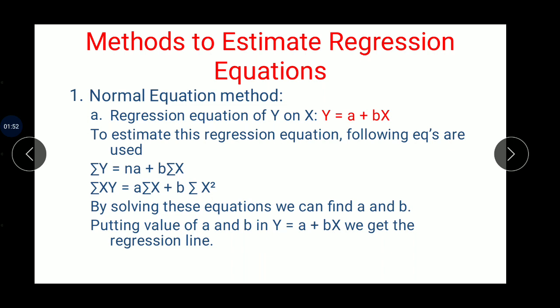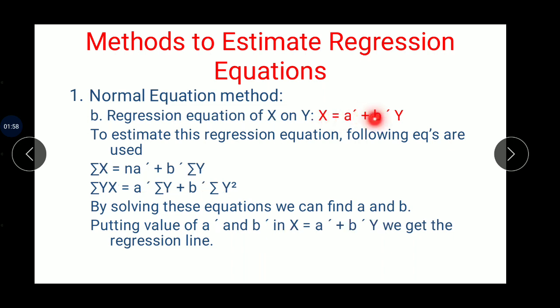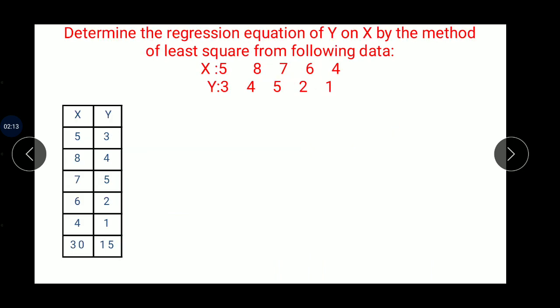This is the regression line of y on x, meaning y is dependent on x. This is the regression line of x on y, meaning x is dependent on y, and the same kind of normal equations are there in this method also, just the roles of x and y are changed. Okay, so let's see with the help of one example.